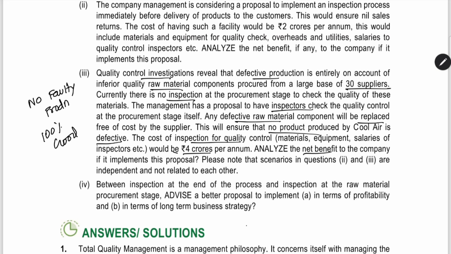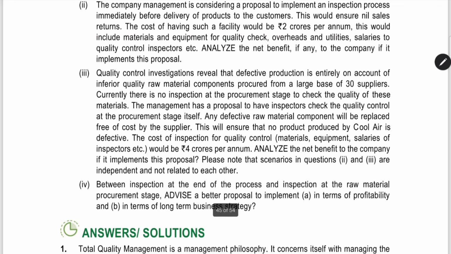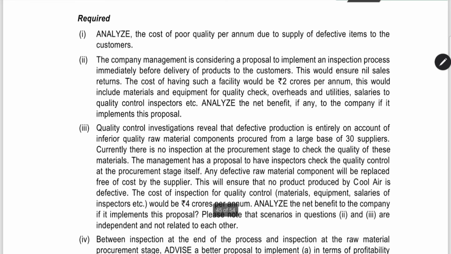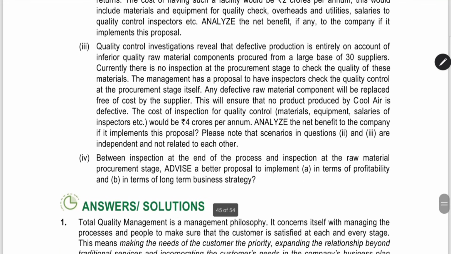Now we have to analyze the net benefit. Here they are also giving an important note that the scenarios are independent, or not related to each other. In the current situation we saw in the first question, and then in the second part we saw one inspection before delivery. That is separate. If you do implement inspection before delivery, that is a separate concept. But when you are reading the third question, the inspection before delivery you have to forget. Now this is the only proposal which they are doing. You have to compare the current situation and the proposal and find out the net benefit. Now we are going to see the solution.